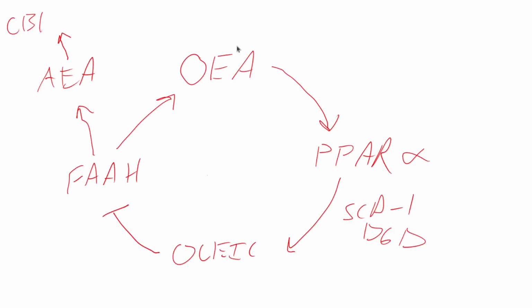So I said OEA on the top, but I could have said any number of PPAR activators. I could have said oxidized fryer oil. That activates PPAR-alpha. That upregulates SCD1 and D6D. D6D directly and probably SCD1 indirectly, which upregulates oleic acid. The oleic acid blocks the FAAH, which is the thing that would normally break down OEA and AEA. And so that winds up with increasing levels of these things and increasing activation of cannabinoid receptors, etc.